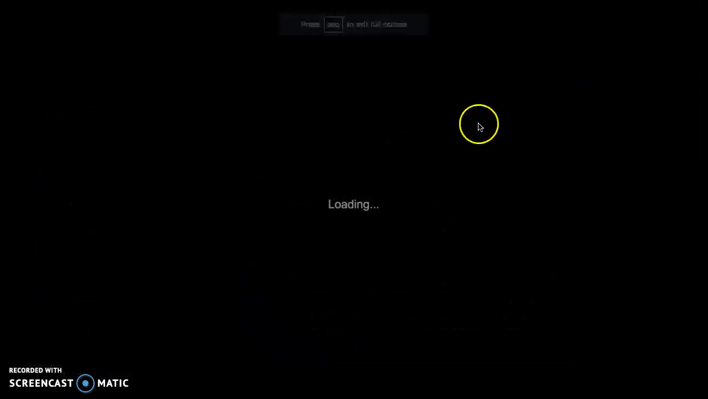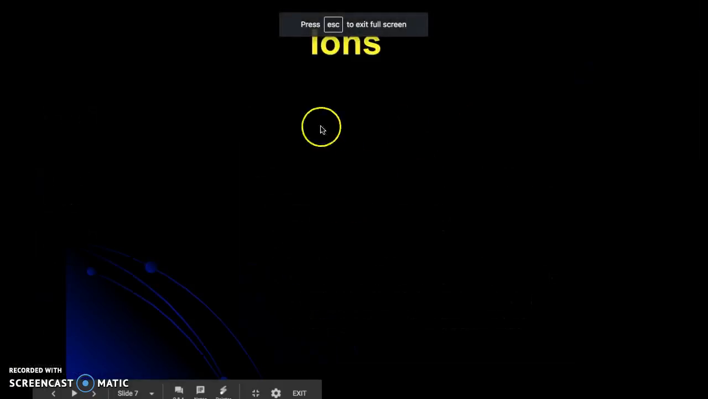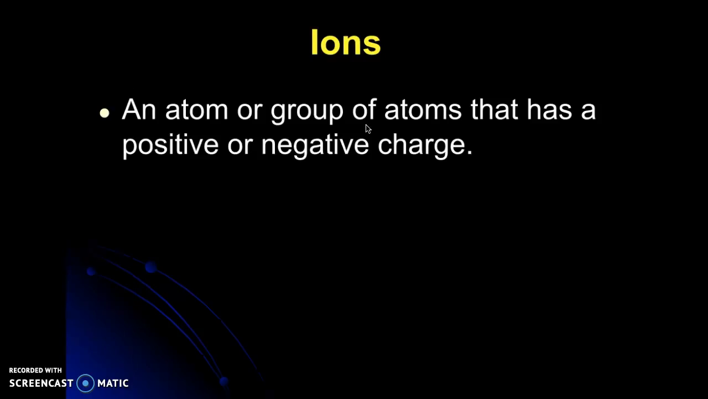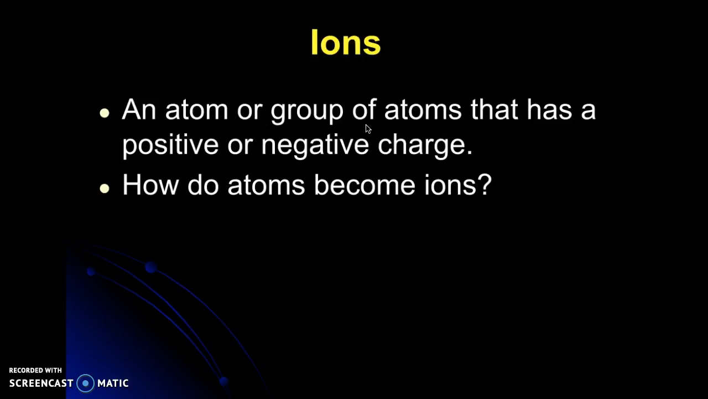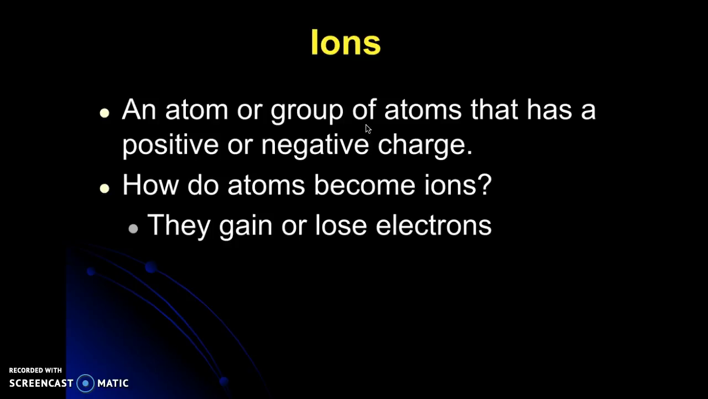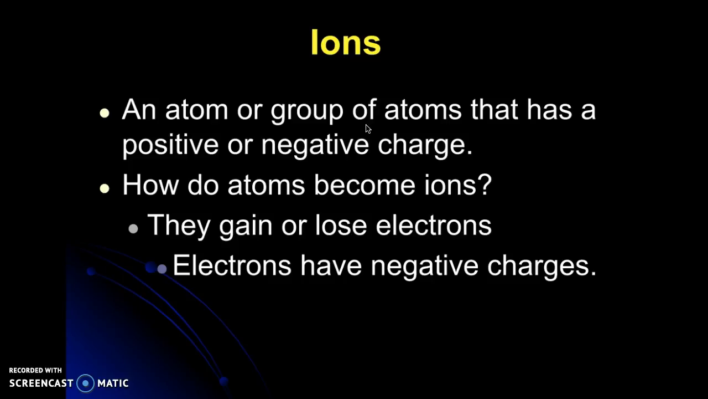All right. So we talked about isotopes and how the same atom can vary the number of neutrons. Now, ions are just when we vary the numbers of electrons. So an ion is defined as an atom or group of atoms that has a positive or negative charge. So, how do atoms become ions? Well, they gain or lose electrons.